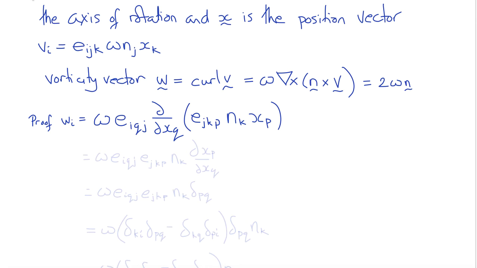So then rearranging that, we would get omega times E_iqj E_jkp times n_k. Since the unit normal is a constant, its derivative doesn't come into play, and then we get del x_p del x_q, but that is just the Kronecker delta pq. So now we have omega E_iqj E_jkp n_k delta_pq.